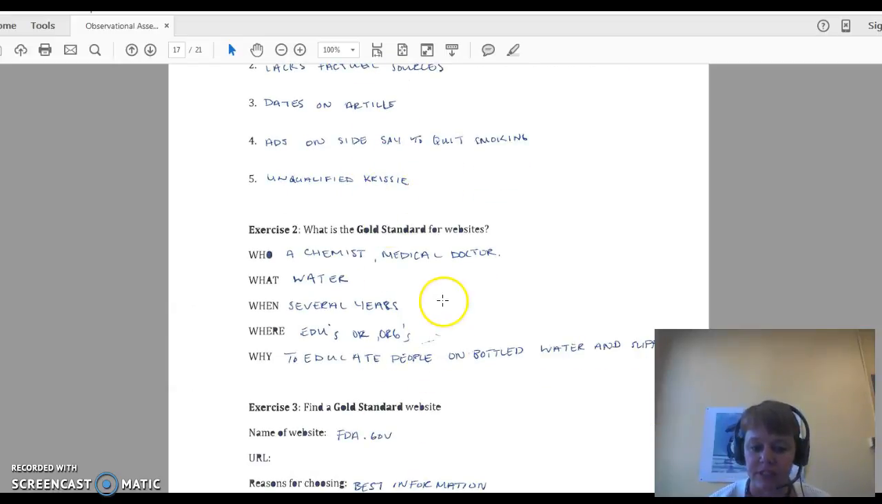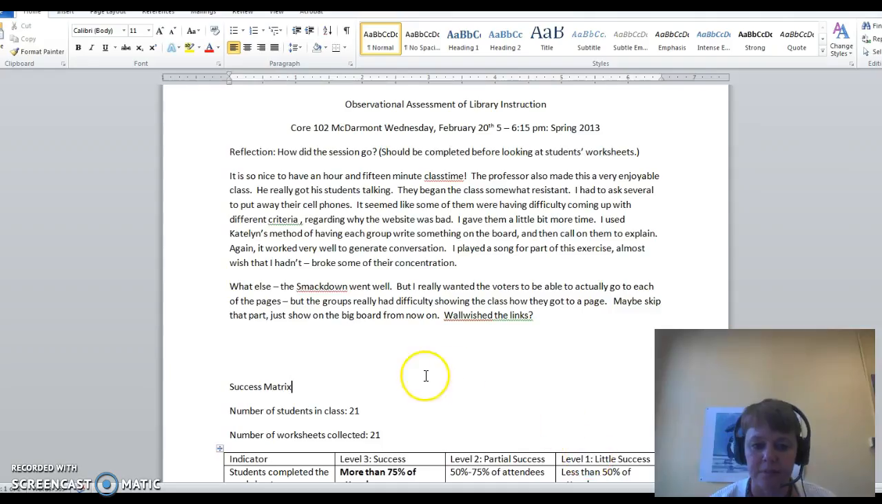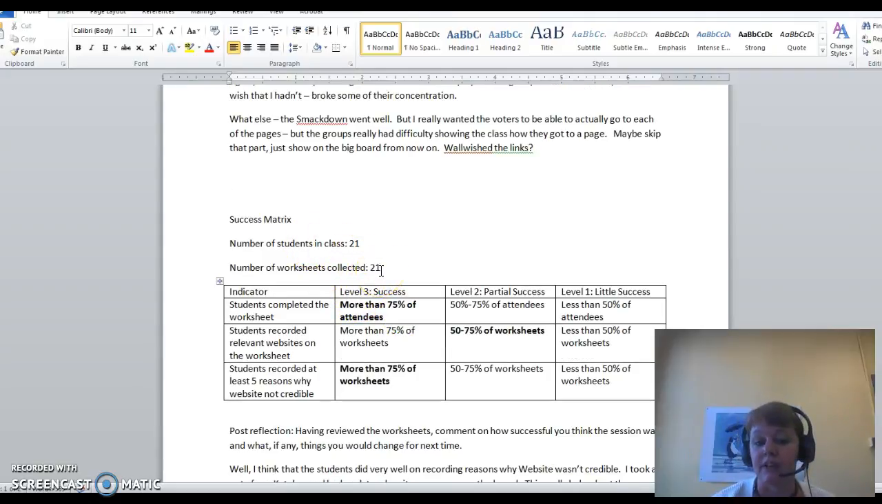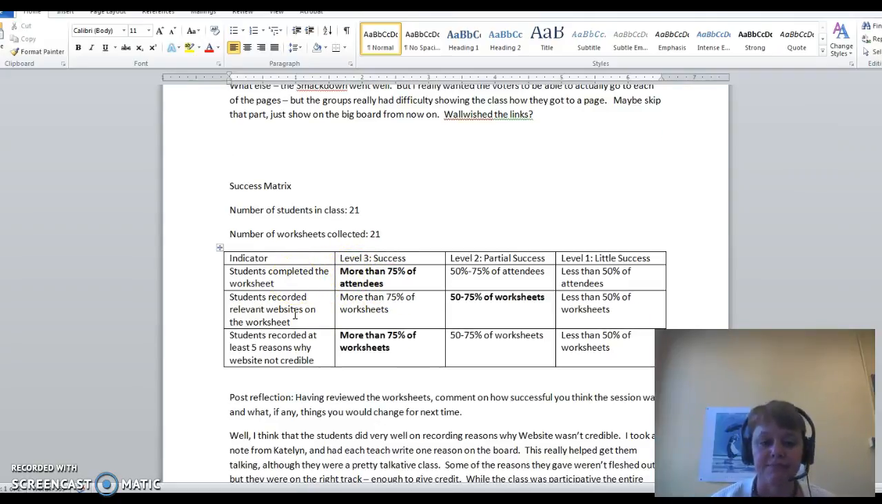So if I was the librarian, I would have given credit to the student for fulfilling exercise 1 and not for exercise 3. So going back to the completed sheet, you can see that she had 21 students in her class and 21 of the worksheets were collected. And she found that more than 75% of the attendees actually did all the exercises.